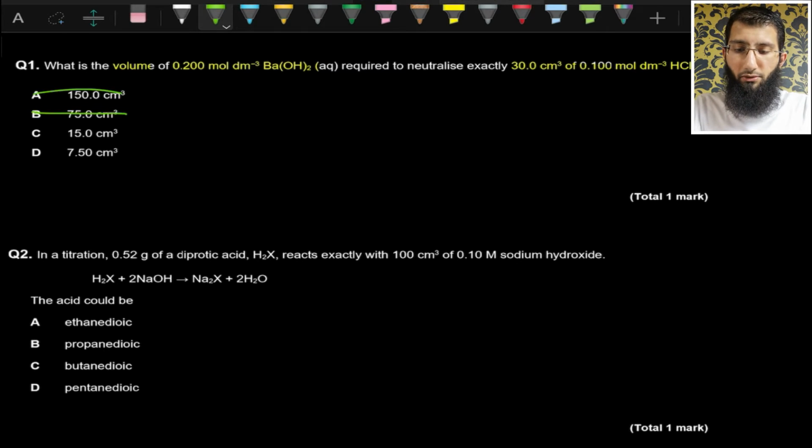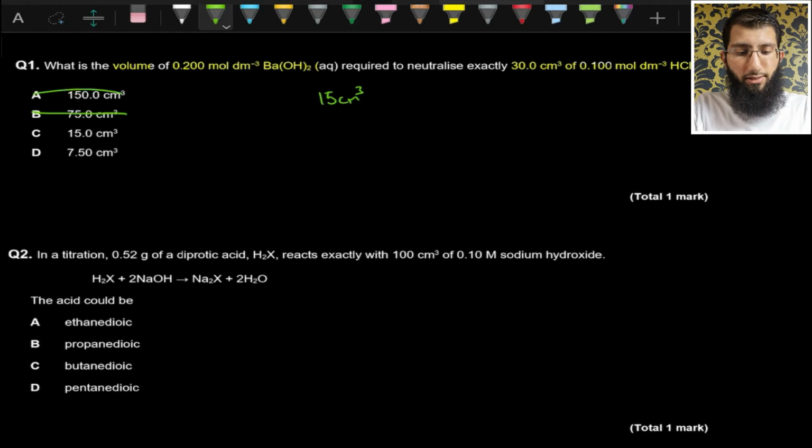Now, which one is it out of the two? Well, if we've got double the concentration of barium hydroxide, then we're going to require half the volume of barium hydroxide to fully neutralize the acid. So that's going to be 15 centimeters cubed.